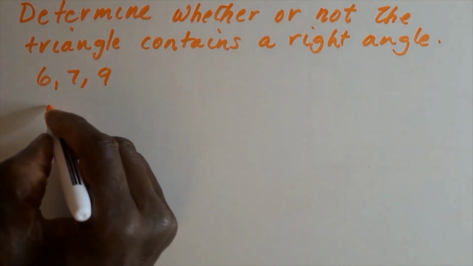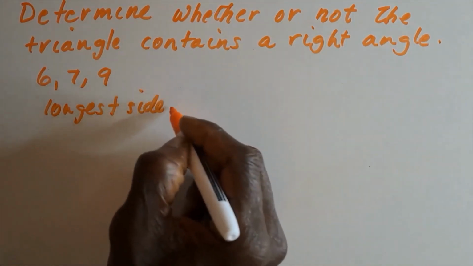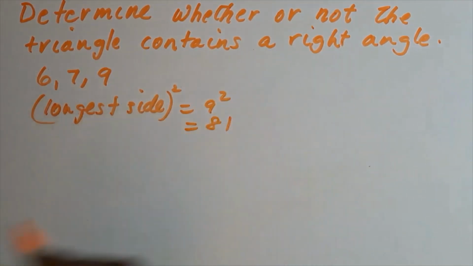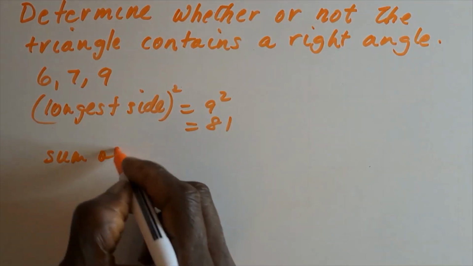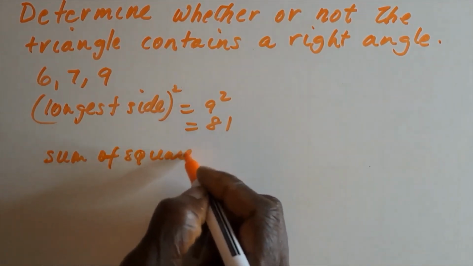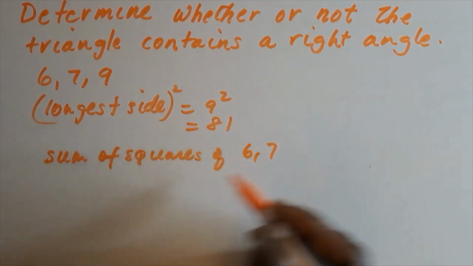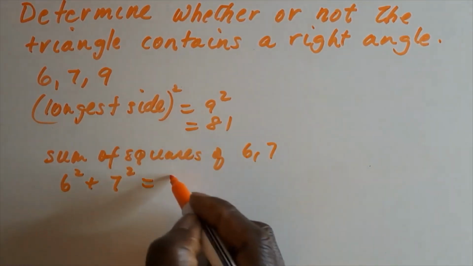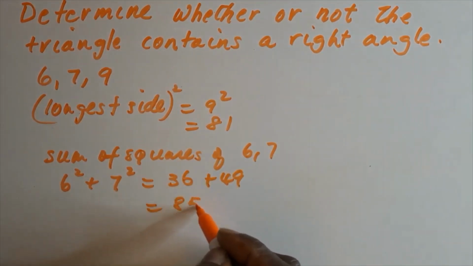So first we'll take the longest side and we'll square it. That's equal to 9 squared, which is equal to 81. And then we take the sum of the squares of the other two sides, 6 and 7, so we have 6 squared add 7 squared, that's 36, add 49, that gives us 85.